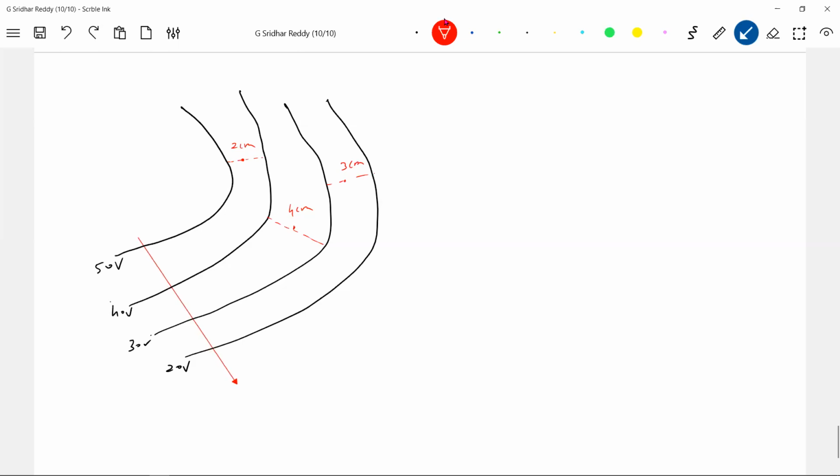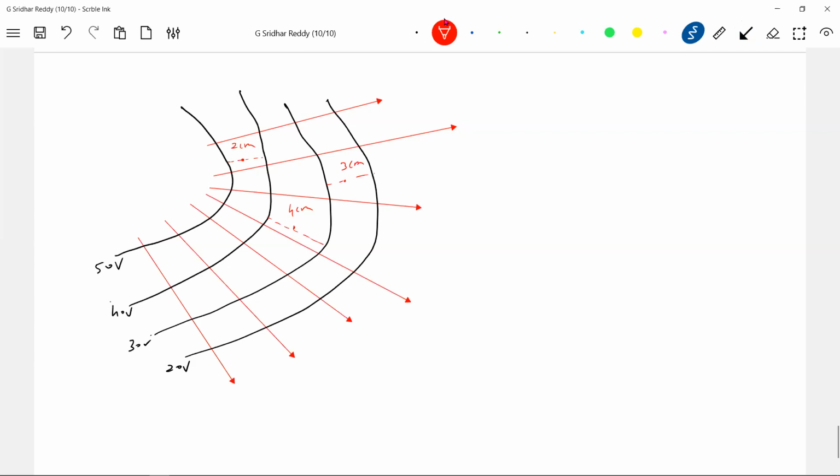So it will be here. You have to see that everywhere the lines of force should be perpendicular to the equipotential. In that way, it has to be drawn. This is maybe a rough diagram. This will be the lines of force. Now, at points P1, P2, and P3, I'm asking you to estimate the average electric field.